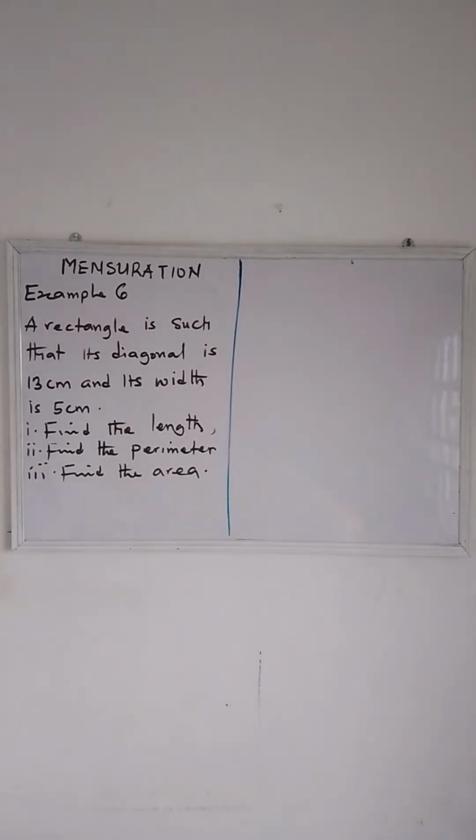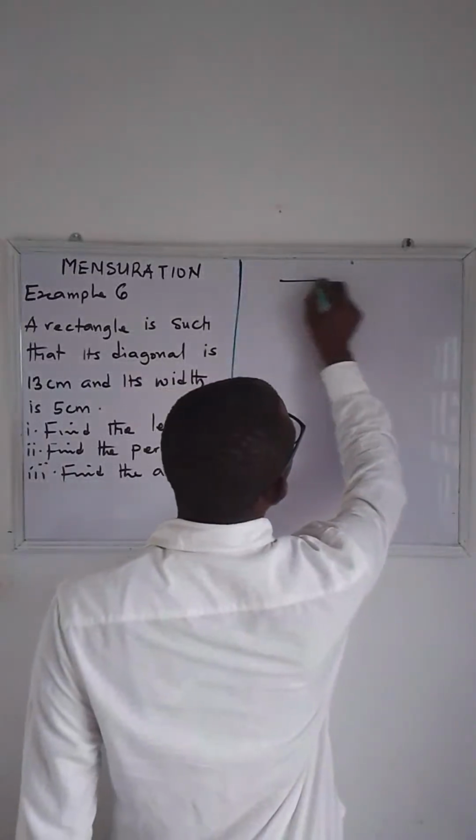Now, in the question, you are told that a rectangle is such that its diagonal is 13 centimeter and its width is 5 centimeter. Don't forget the width is also the same thing as your breadth. Okay, so we have it this way.